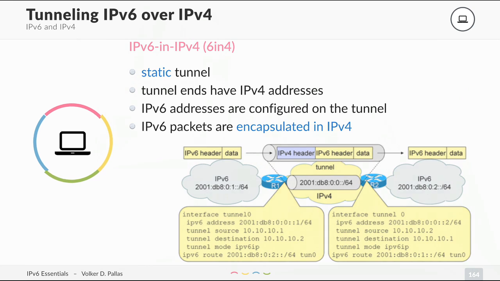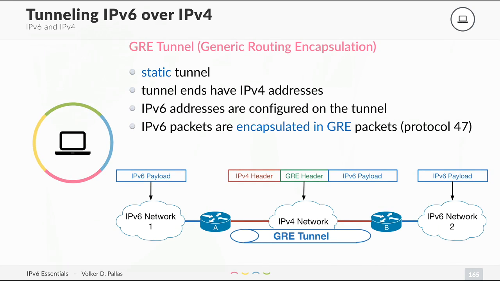Another option is a GRE tunnel that's also available for IPv4. The GRE is generic routing encapsulation. It is also a static tunnel that needs to be configured on both ends. Both tunnel ends, same as with the first one, have IPv4 addresses, and on top of the tunnel you configure IPv6 addresses. The IPv6 packets are then encapsulated in GRE packets, which is IP Protocol 47.